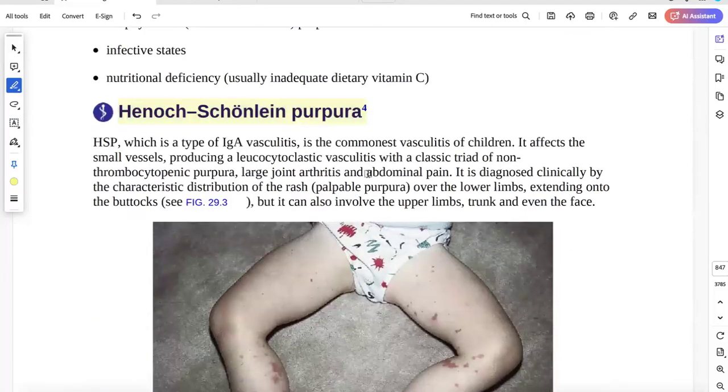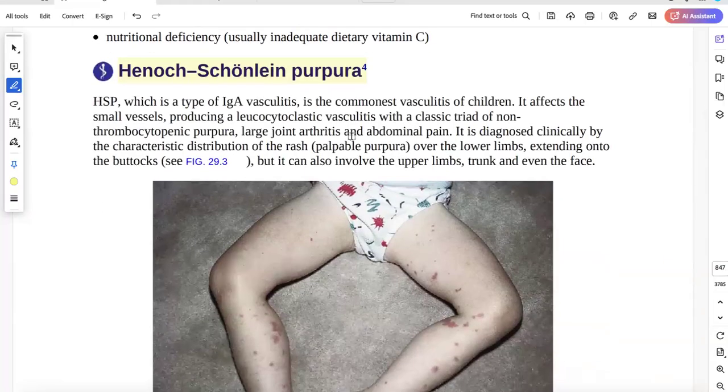Henoch-Schönlein purpura. Very important. So Henoch-Schönlein purpura is a vasculitis, which we mainly call IgA vasculitis, and it is one of the commonest vasculitis in children. Can you remember another vasculitis which happens in children, especially children less than 5 years? Very good. Kawasaki. You guys are doing really good. Yes, Kawasaki disease.